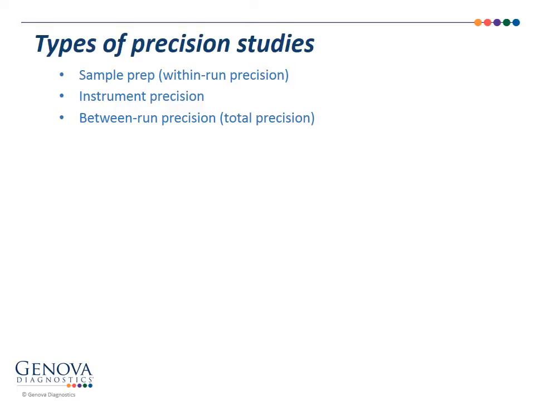So there are three basic precision studies that we do during validation. One to look at the sample prep, one to look at the instrument, and one to look at the total precision.